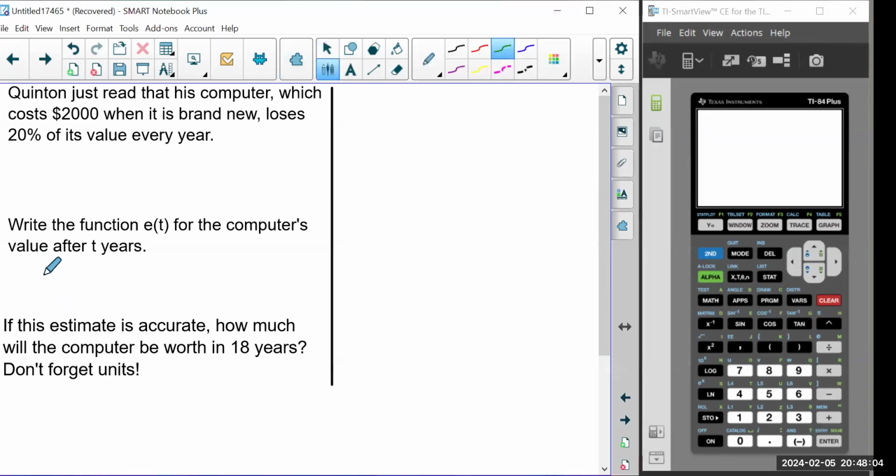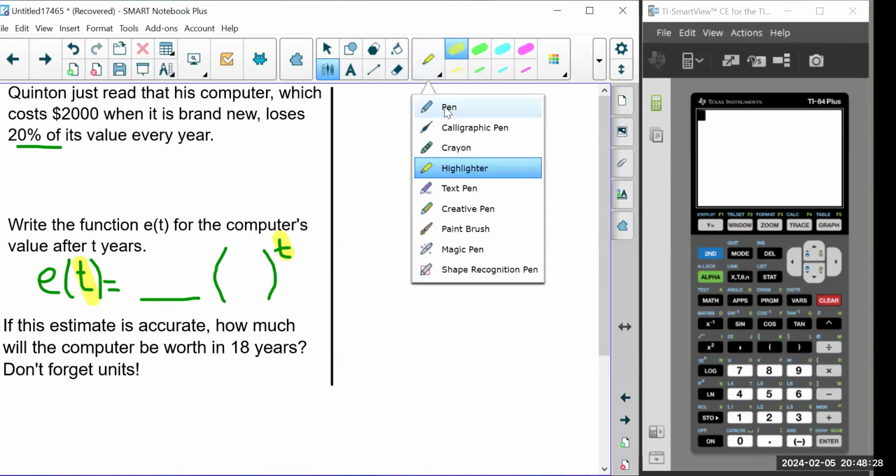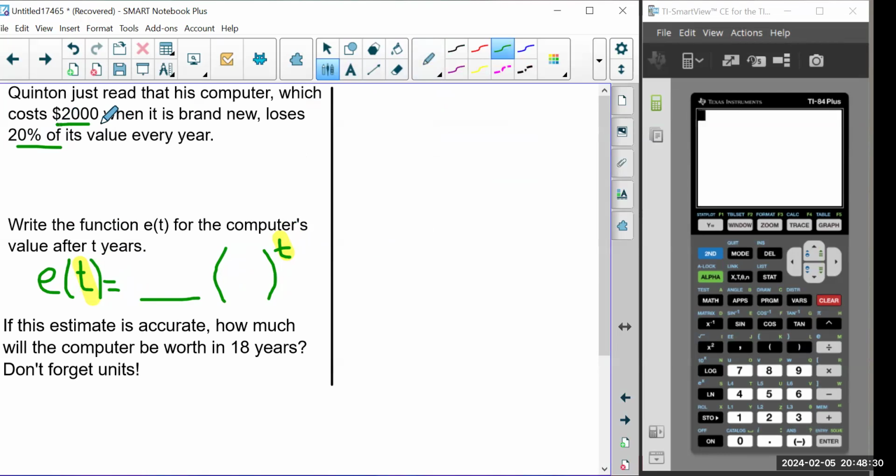So we're going to say they tell us it's E of T, and because it says 20%, I know it's exponential, so I need the initial value, the rate, and the exponent. I already know the exponent is going to be T because that's what is inside the parentheses. Then the initial value is 2,000. So this is going to be 2,000.